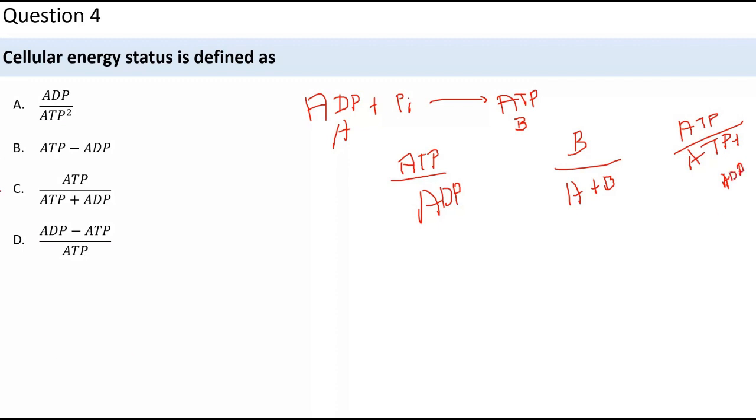The right option here is ATP divided by ATP plus ADP. It's the efficiency formula that we try to calculate. For example, if you get 0.9 for a cell, it means 90% of the molecules are present in terms of ATP and the remaining 10% are in terms of ADP. If it's the reverse, if it's 0.1, only 10% are in terms of ATP, the remaining 90% is in terms of your ADP molecule. So the right answer is C.